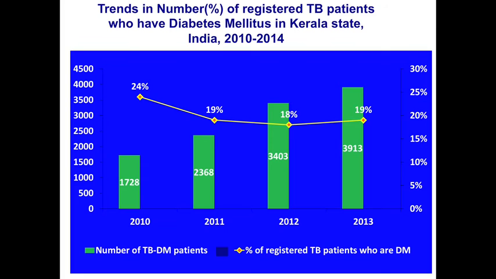And in terms of pickup, not bad. So 24% of TB patients screened in 2010 had diabetes, and this has plateaued and been fairly consistent for the next 3 years at around about 18, 19, 20%. So a high yield of diabetes through this exercise in Kerala.